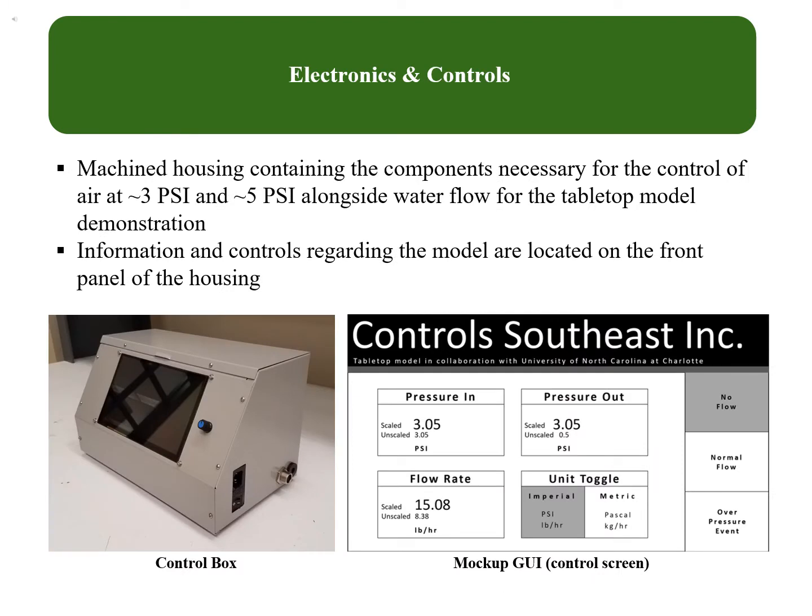The control box is constructed from steel sheet metal. It contains all the hardware necessary for device operation, including an air compressor and regulators, solenoid valves, and power supply. Most prominently featured is a 9-inch touchscreen display that will control device operation.